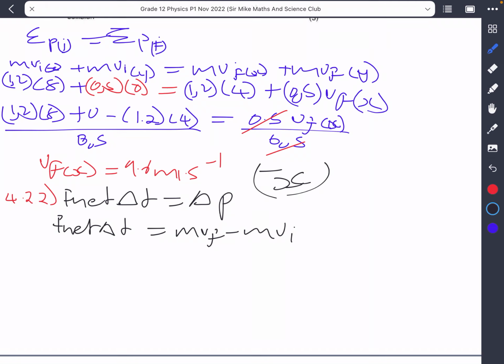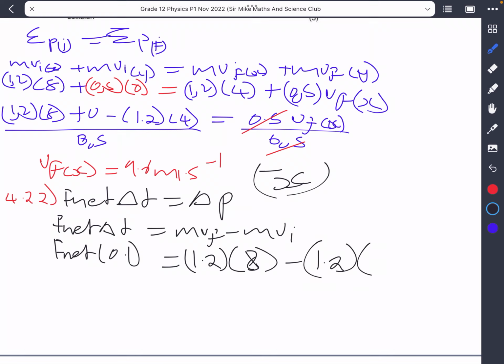So in this case, we're looking for F net, but we know the time, which is 0.1. So F net multiplied by 0.1 would be equal to the change in momentum of that object. We know the mass was 1.2, so this would be 1.2 multiplied by its velocity. It was traveling towards the east, so that was 8.